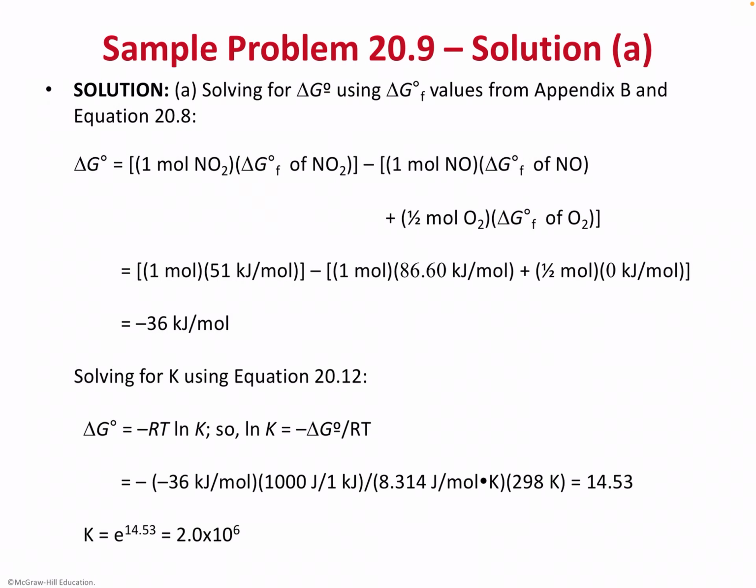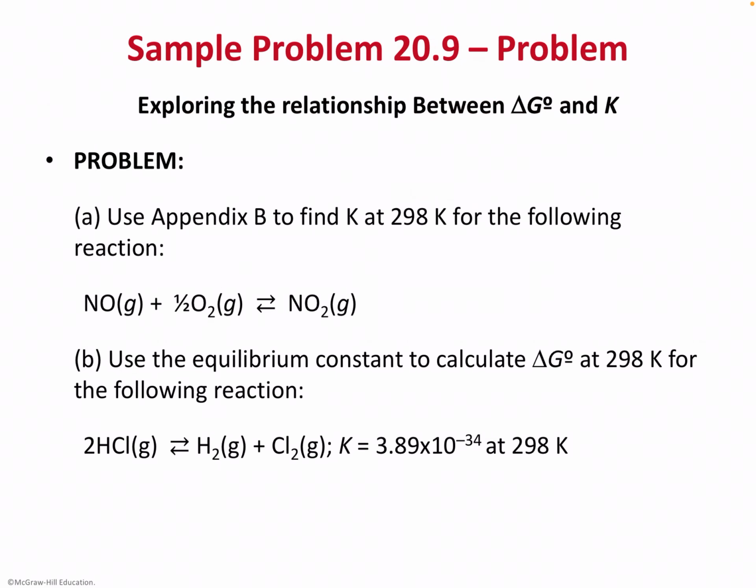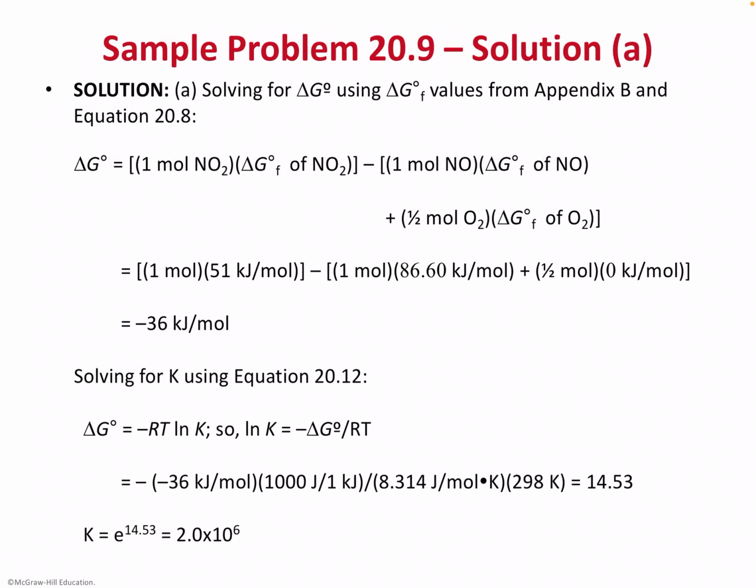So first you calculate the delta G naught. And then what it's asking is to find K. So now we're going to relate delta G to K using this equation: delta G naught equals minus RT ln K. R is the gas constant, T is the temperature. We know the delta G naught, we found it, negative 36.